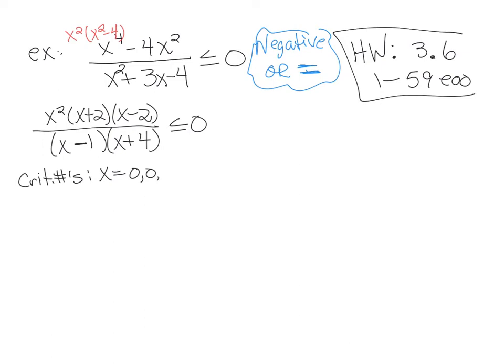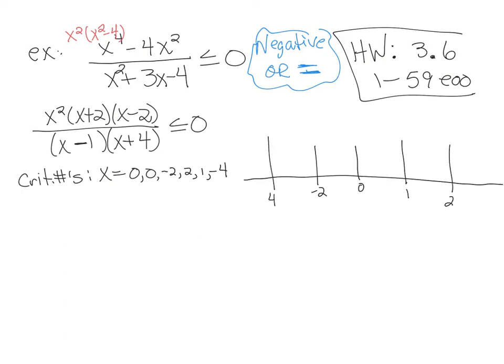The rest of my critical values, on the top I get a minus 2 and a plus 2. On the bottom I get positive 1 and negative 4. Now the next step. It's really easy to get these things out of order because there's so many of them. I have a 0, I have a minus 2, a plus 1, a plus 2, a minus 4. Make sure that you get all of those zeros and that you write them down in order.